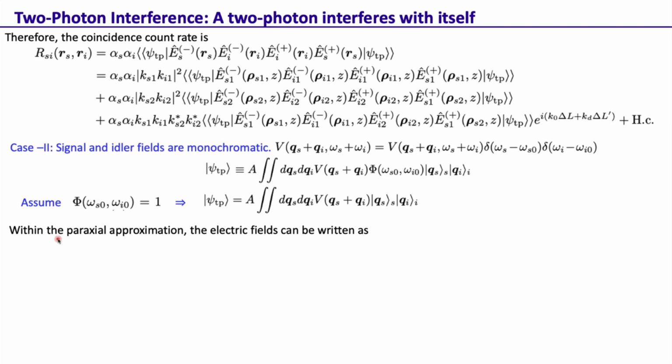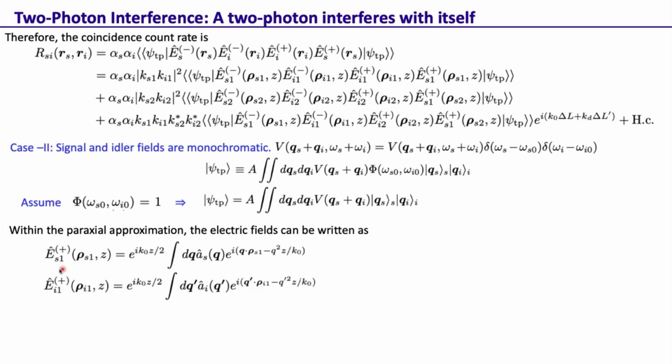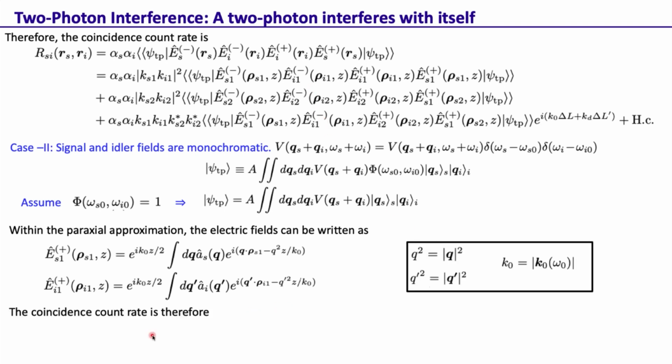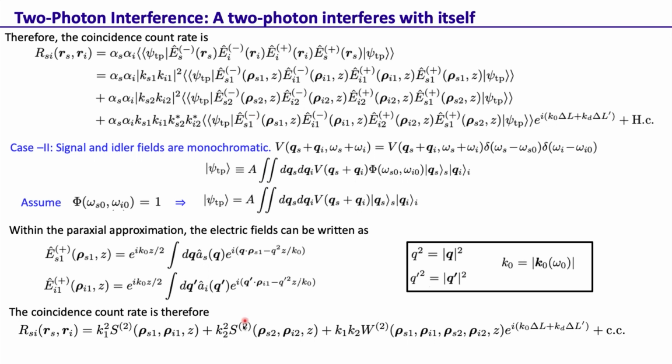And then if we assume the paraxial approximation for the field, then these electric field operators, this ES1, EI1, EI2 and ES2, we can write like this. So here I have written expressions for ES1 plus, EI1 plus, and this is just the paraxial approximation. Again, the modal expansion here and the way that we carry out the paraxial approximation is exactly the same as we do it for the classical fields. This is the electric field operators within paraxial approximation. So we assume this for the 2-photon state and the paraxial approximation for the electric field operator, and with that we can write the coincidence count rate like this. This is just the 4 terms we have here, and that's just the 4 terms we have over here.